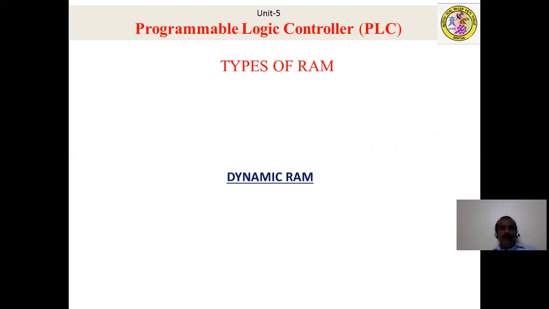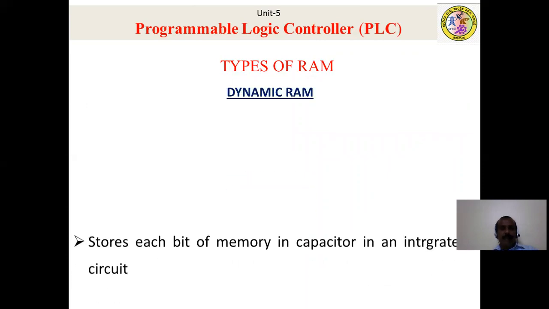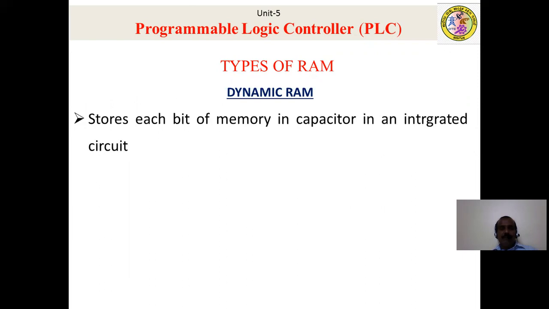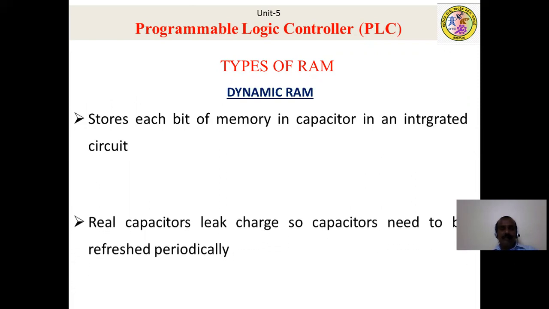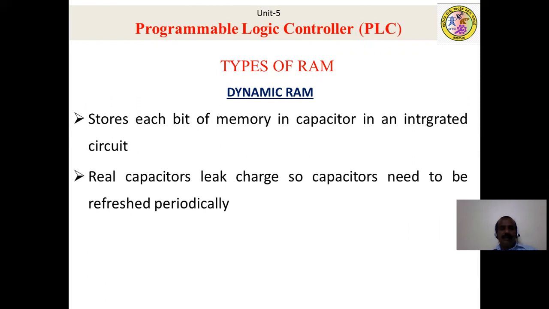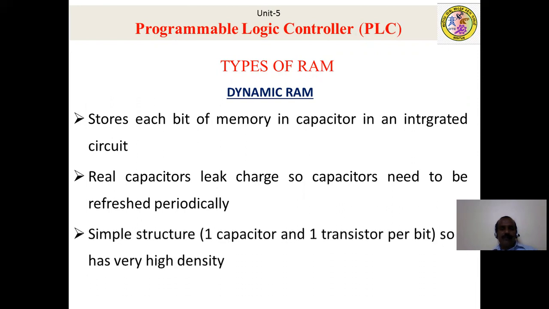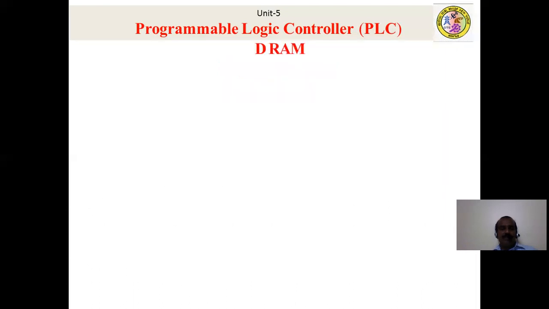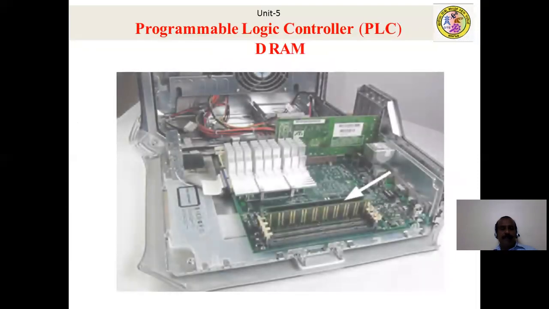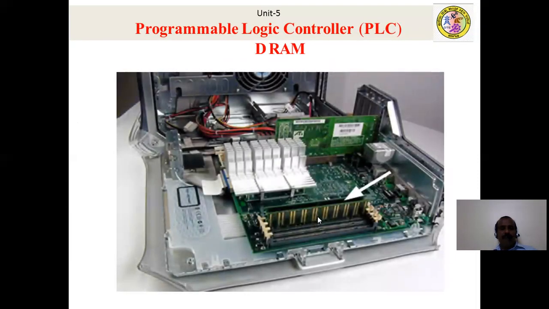Coming to the dynamic RAM, it stores each bit of memory in a capacitor in an integrated circuit. Usually capacitors leak charge, so we need to refresh it periodically. It is simple in structure. It has got one capacitor and one transistor per bit, so its density is very high. This is the location of DRAM in the motherboard.